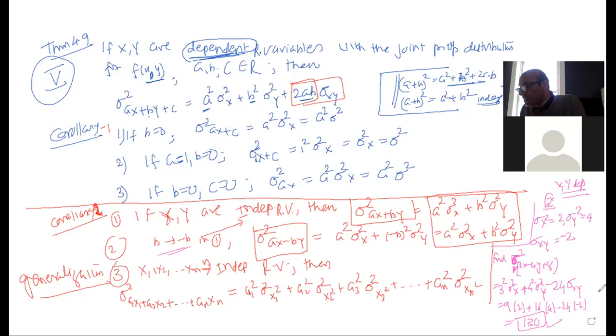Now I'm going to take another example. This example was based on X and Y both being dependent. In the same way, you can take X and Y, suppose they are independent. Let me save this page and clear it too. So my next example is example 4.23.